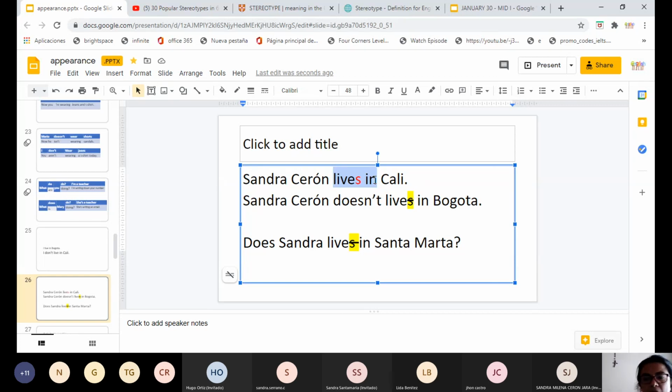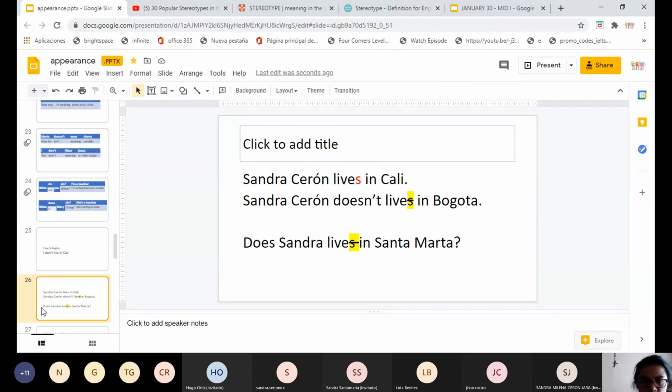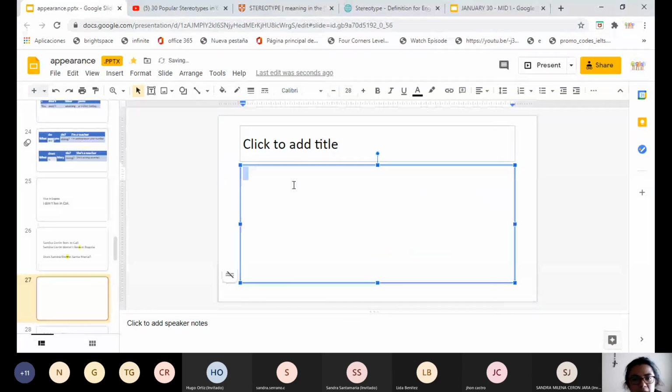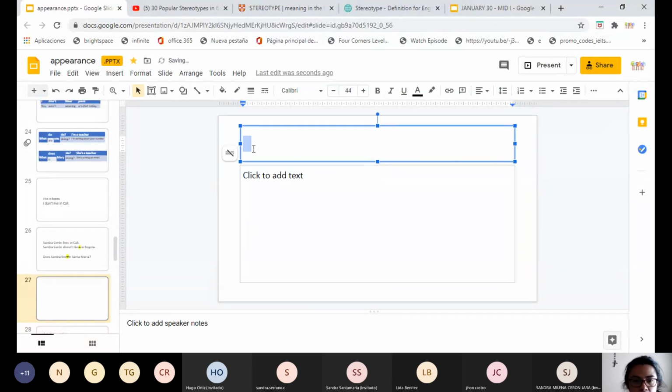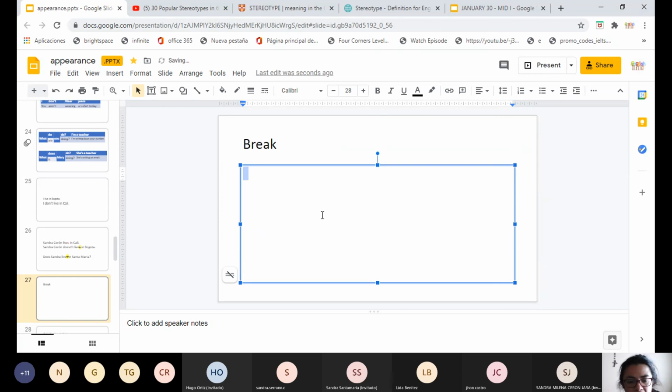Still, we're going to practice a little bit more after the break. So let's take the break right now. We're going to be on break for 30 minutes, so that you have the time to go and eat something and have breakfast. We're going to be on break from 10 o'clock to 10:30. Is that okay, guys?